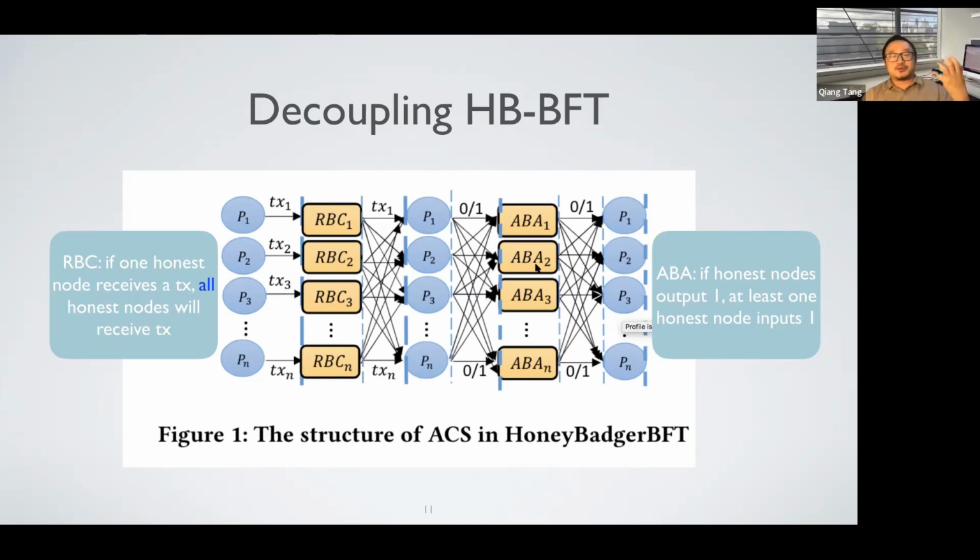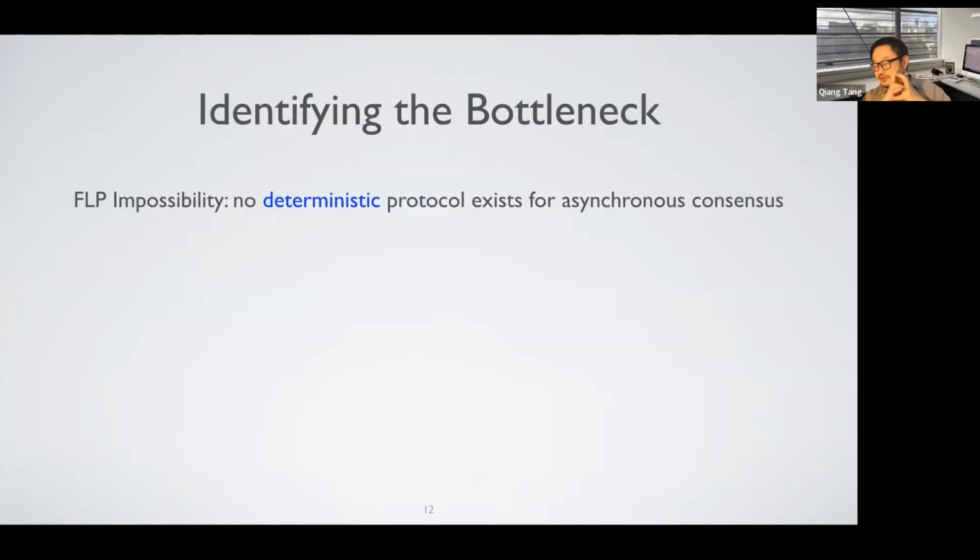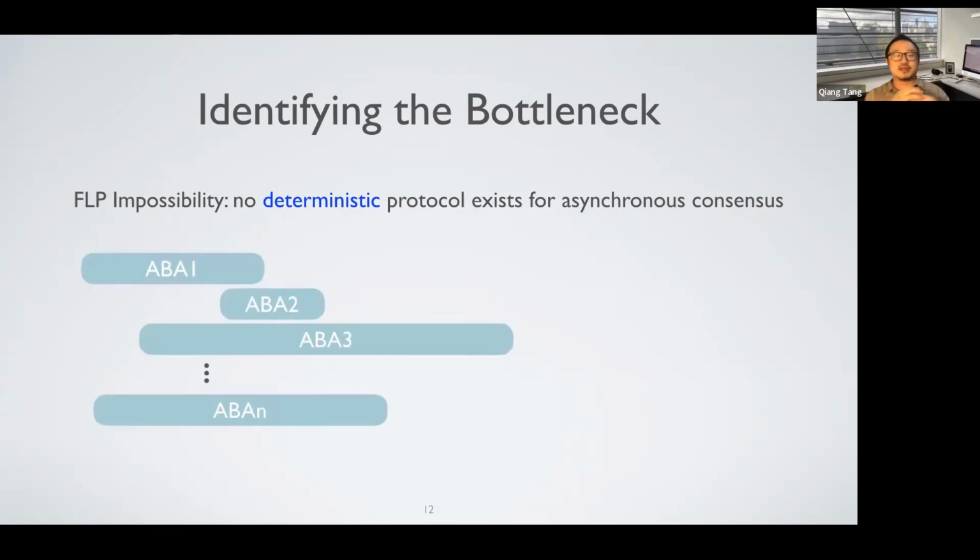Since we promised to make it practical, let's first examine what the actual bottleneck in Honey Badger BFT is. The inspiration again comes from FLP, because asynchronous binary agreement, the ABA, is itself an asynchronous protocol, so it has to be randomized again. If we look at the second phase of Honey Badger BFT, we concurrently run a large number of instances of randomized protocols, right?